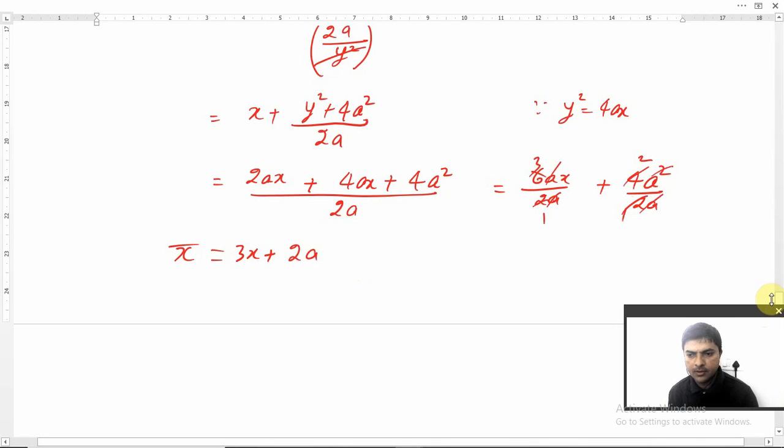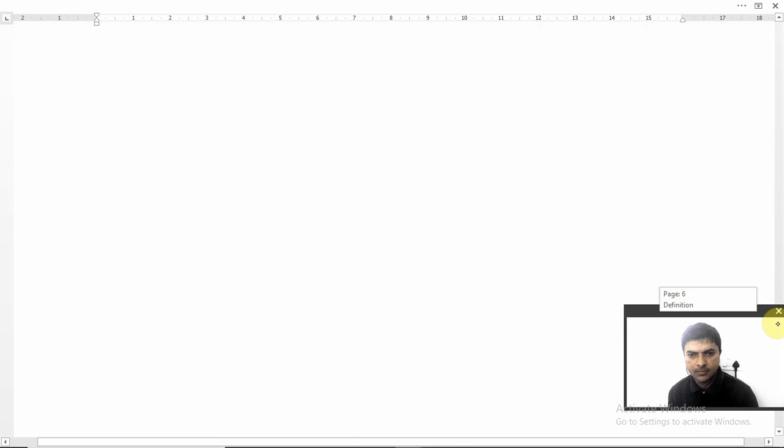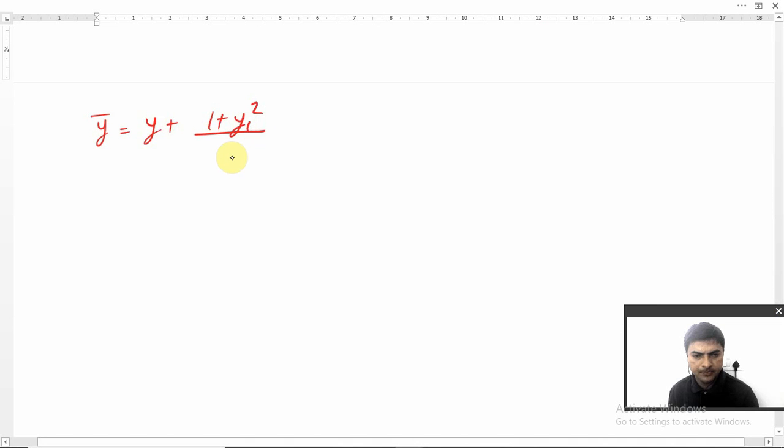Similarly, you can do it for y bar. Students, please try for y bar. Please remember the formula: y bar is equal to y plus (1 plus y1 square) divided by y2, which is equal to y plus 1 plus, we already saw y1, so y1 square becomes 4a square divided by y square, the whole divided by y2. y2 is the double differentiation of y, so this is minus 4a square divided by y square.